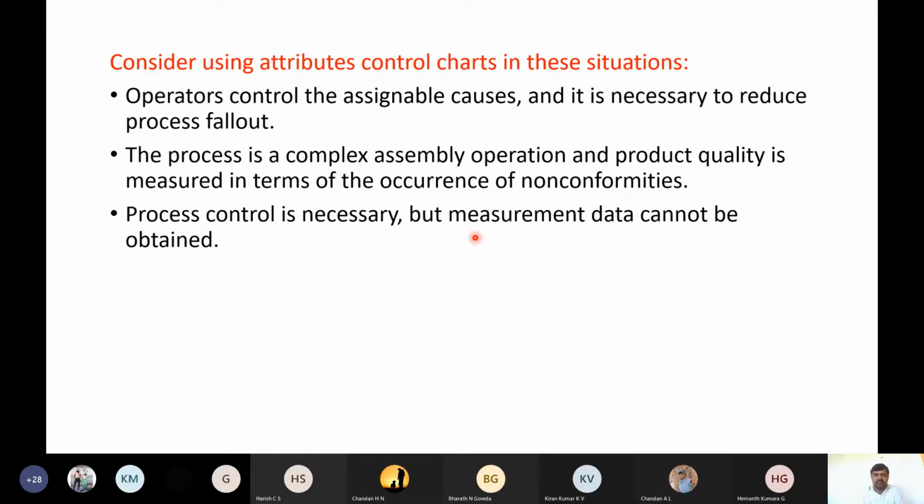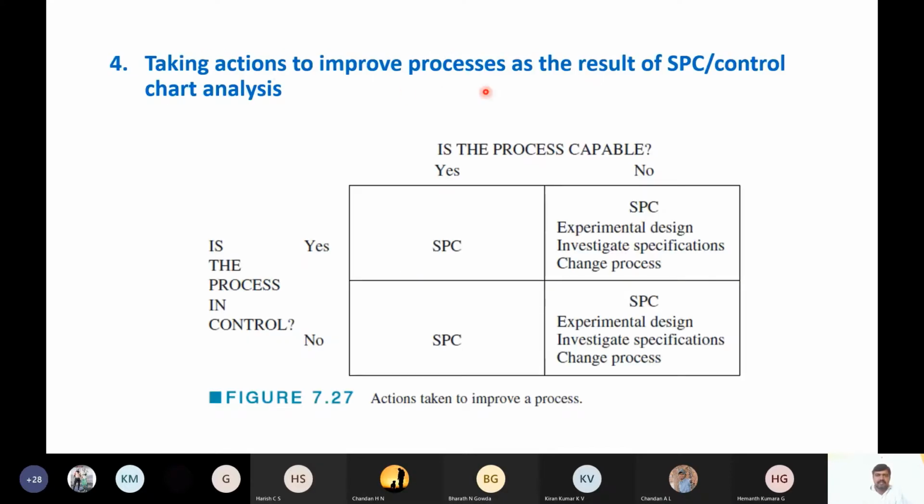Process control is necessary, but measurement data cannot be defined. That means you don't have quantitative data. Then you should go for attributes control chart. Next, taking actions to improve processes as the result of statistical process control or control chart analysis. You have plotted the control chart. Now we have to implement its output. For that you can make use of this.